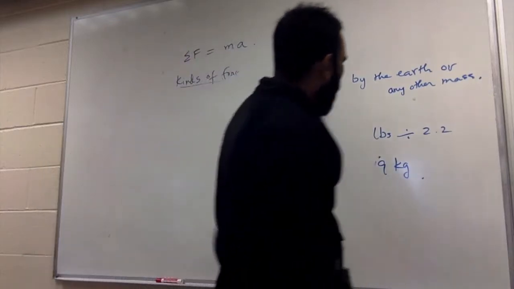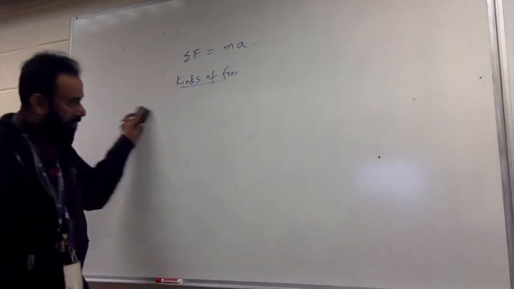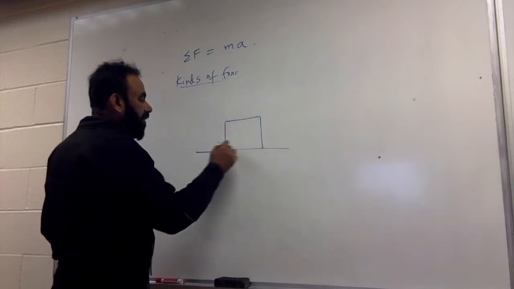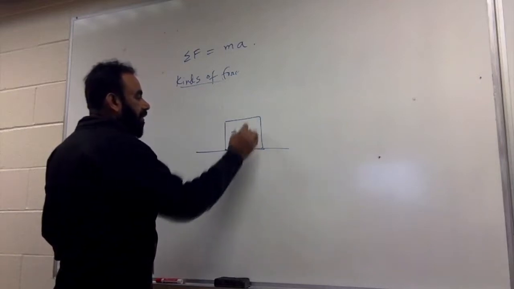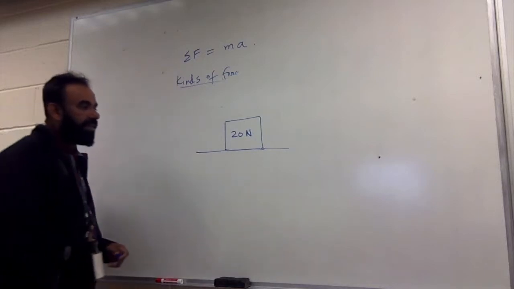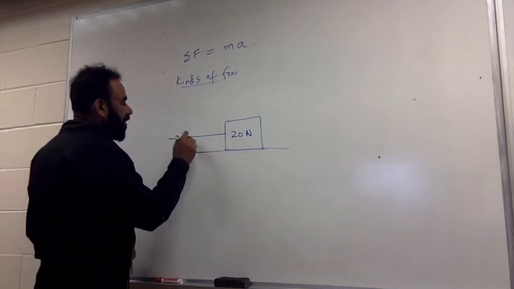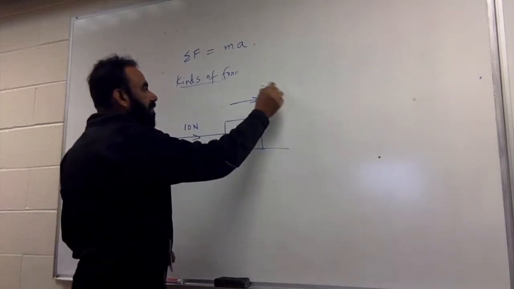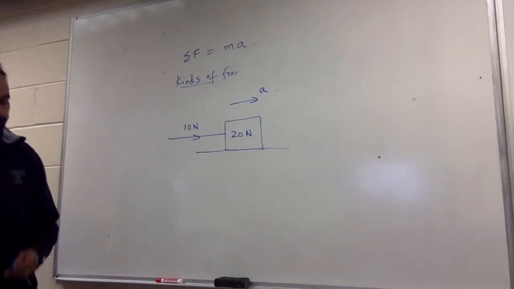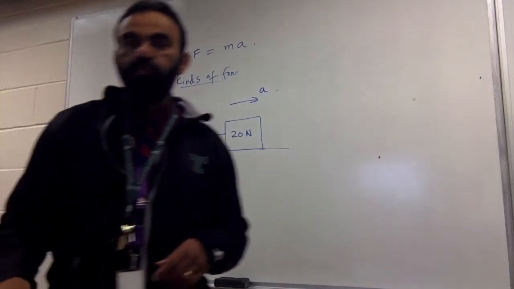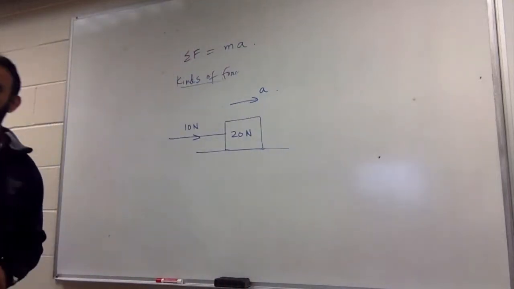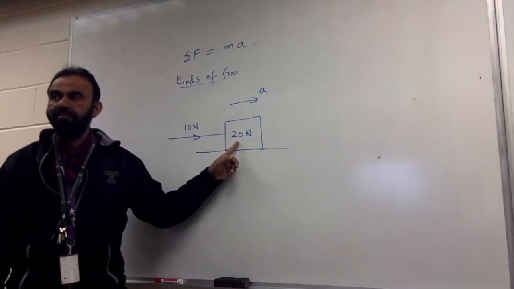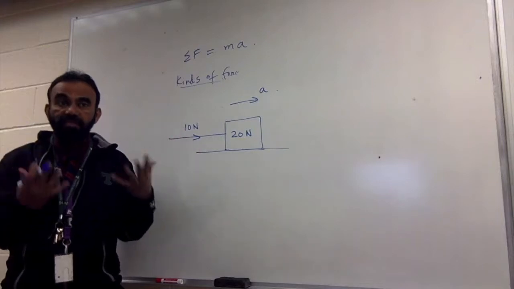Alright. Now I'm going to give you a problem. I want your answers. Here's the problem. An object of weight 20 newtons is pushed with a force of 10 newtons, what is the acceleration? A 20 newton object is pushed with the force of 10 newtons, what is the acceleration? So what I told you is I didn't give you the mass of the object. Look at this. That's not the mass of the object. I gave you the weight of the object.